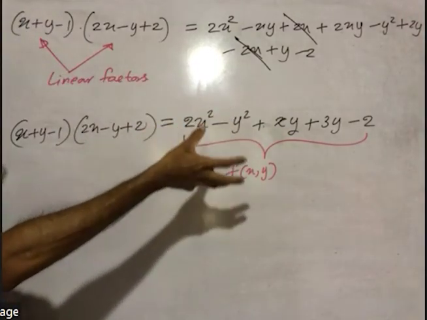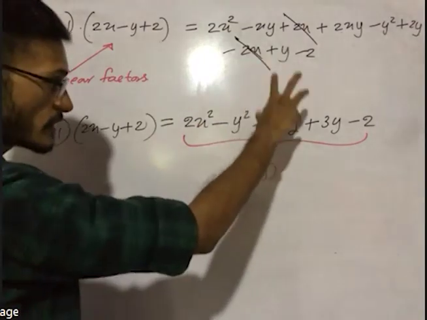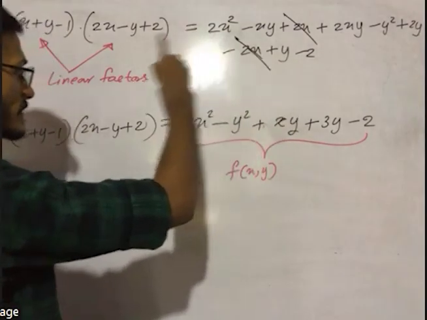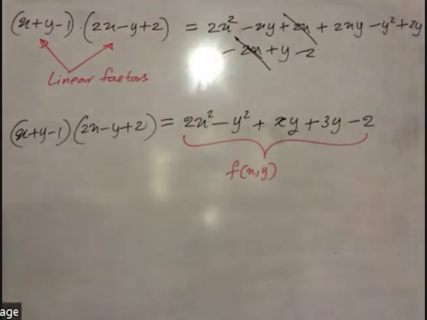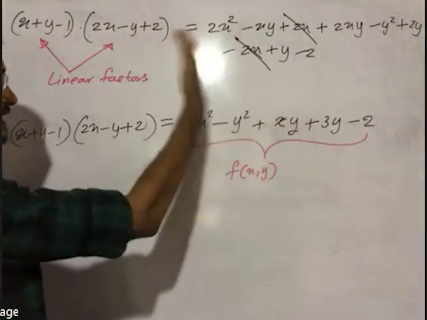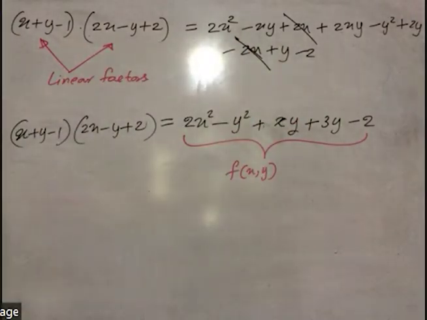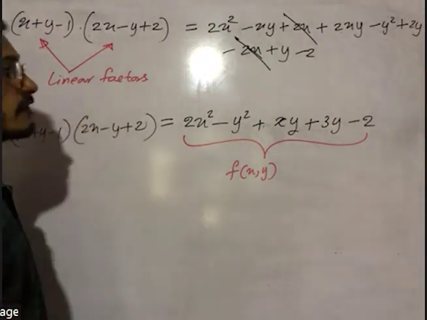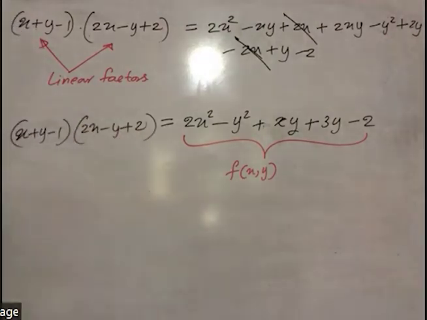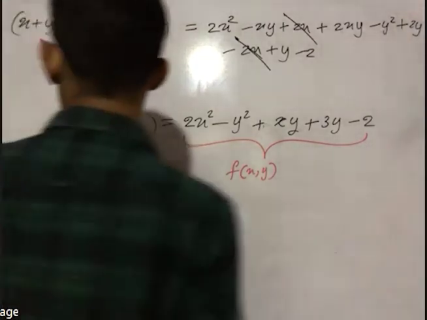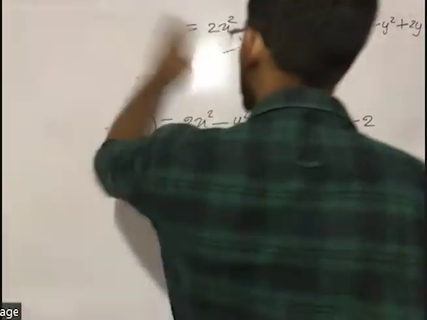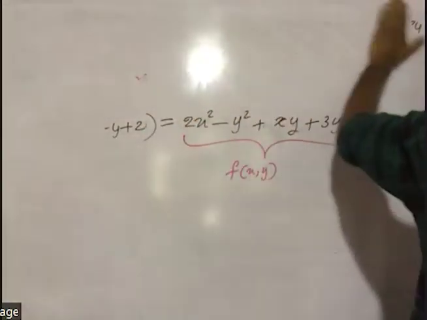Now, we can do the reverse of that. Using this function, we can find the linear factors of that function. To do that, we use the completing the square method. Now, let's see how we can do that.